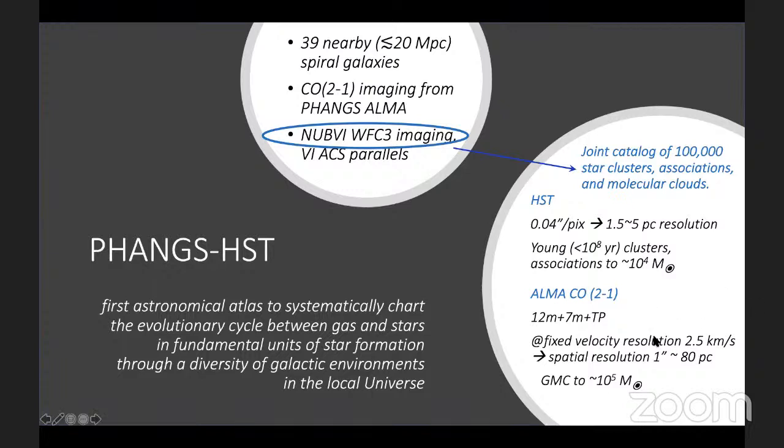On the ALMA side, our maps are a combination of total power observations, 12 and 7 meter array observations, and together they yield a resolution of 1 arcsecond at a fixed velocity resolution of 2.5 kilometers per second. Here we can probe giant molecular clouds down to about 80 parsecs in size and down to about 10 to the 5th solar masses. So again, stellar populations down to 10 to the 4th, while the gas down to 10 to the 5th. And so these relative mass limits of clouds and star clusters are reasonable if we think that there's a star formation efficiency of around 10%.